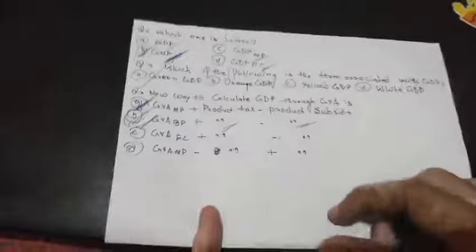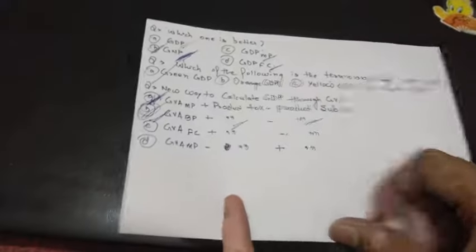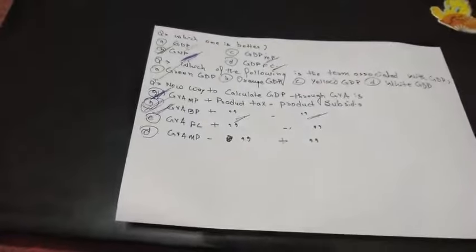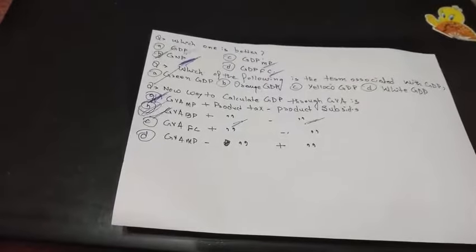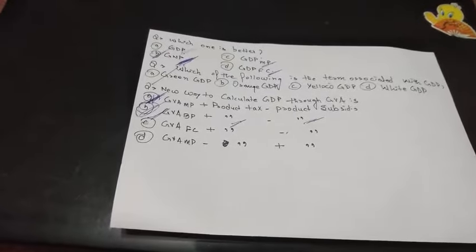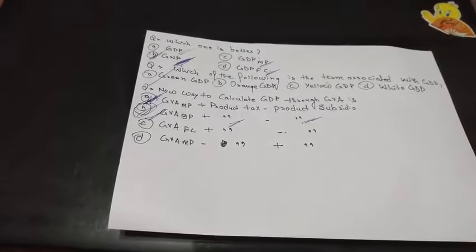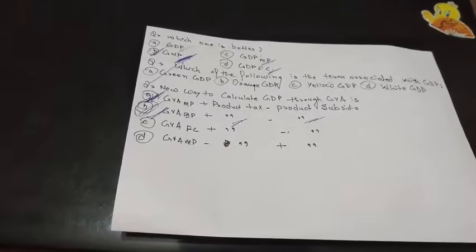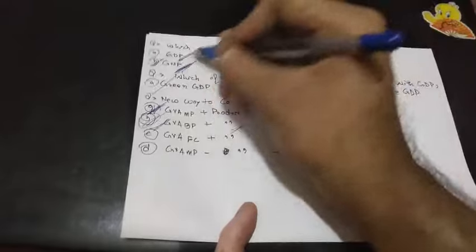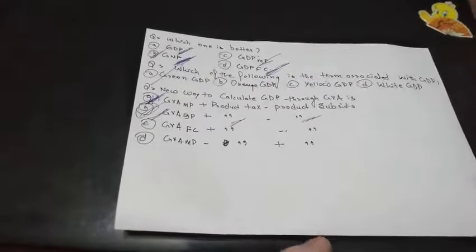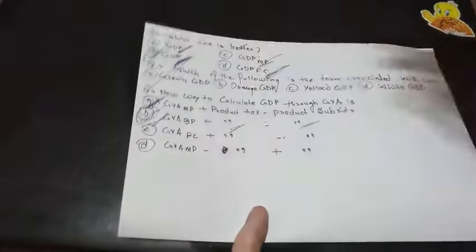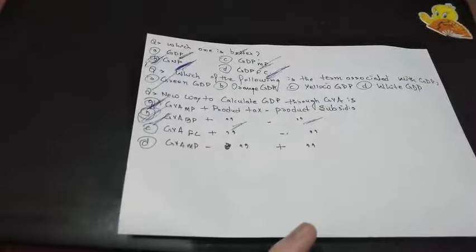Next question, which one is better? The options are GDP at market price, GDP at factor cost, and option D is gross national product. Okay, we will see. First, we know that GDP at market price and GDP at factor cost, and GDP itself are not very specific, so we cannot comment upon them. But as far as this question is concerned, GNP is the answer. Now we will see what is GNP, gross national product.